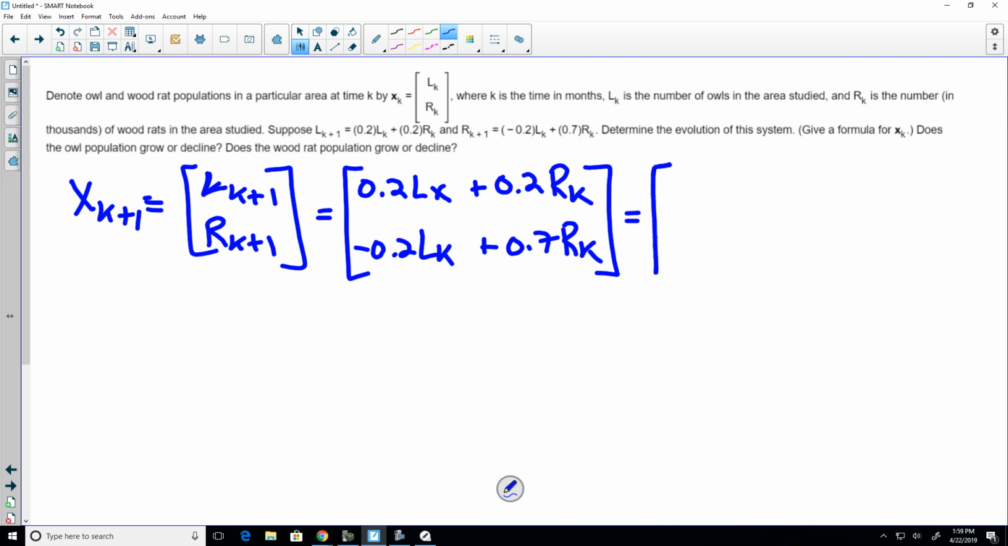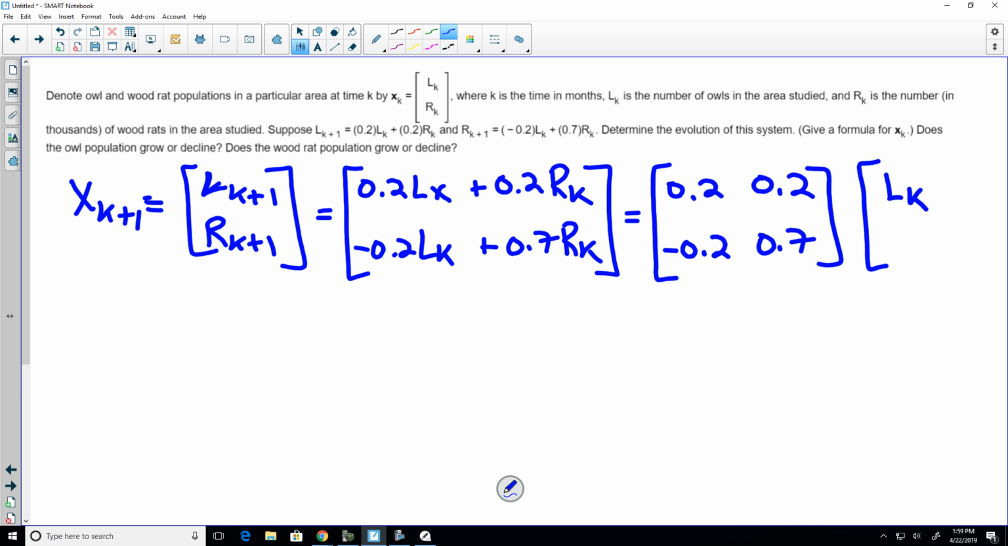This is this matrix times this vector. So we have a difference equation, right? It's x of k plus 1 equals A times x of k. That's x of k. Right.